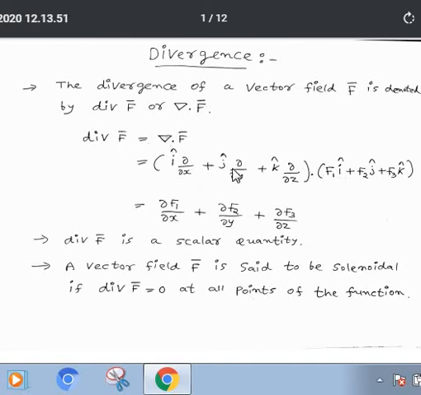So i dot i is 1, so it will become del f1 by del x. j dot j is 1, so it will become del f2 by del y, plus k dot k is 1, so it will become del f3 by del z. You can see that this is a scalar quantity, so divergence of f bar is a scalar quantity. If divergence of f bar is 0, then we will say that the given vector field is solenoidal.